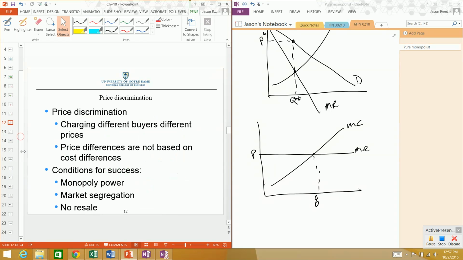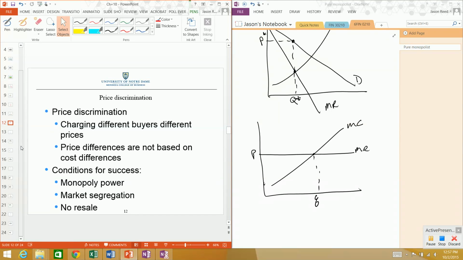We want to switch gears here a little bit, because all of this has been under the guise of a single price monopolist. So let's suppose that this monopolist can price discriminate. Essentially, what that means is that this monopolist can charge different buyers different prices. There are going to be price differences, but they generally are not assumed to be based on any cost differences. So we define price discrimination as charging different buyers different prices when such different prices are not justified by cost differences.